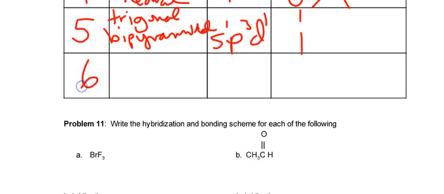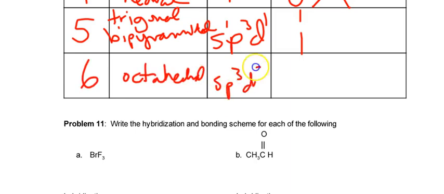Let's do this next one. If it's 6, it is octahedral, and that's sp3d2. Again, if you add them all up, you get 6. I'll draw my octahedral. If I have no lone pairs, it's octahedral. If I have one lone pair, it's square pyramidal. If I have two lone pairs, it's square planar. So that's all you have there.